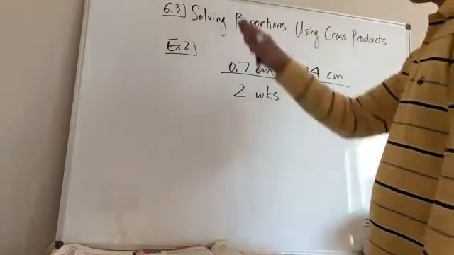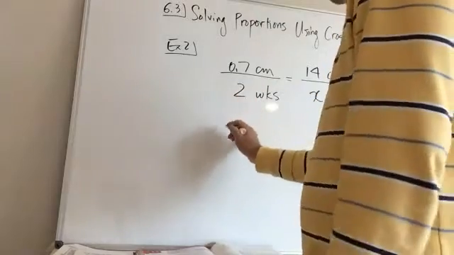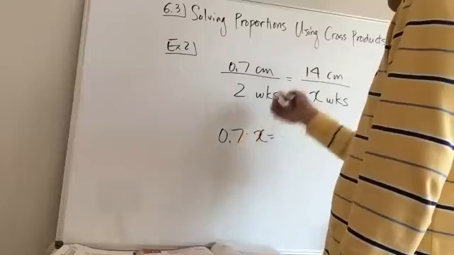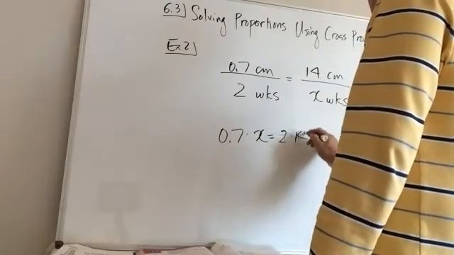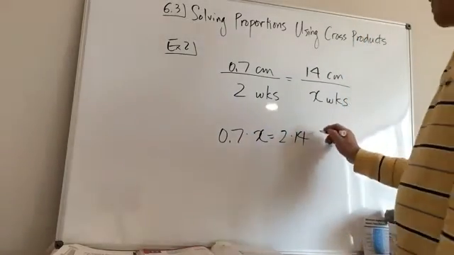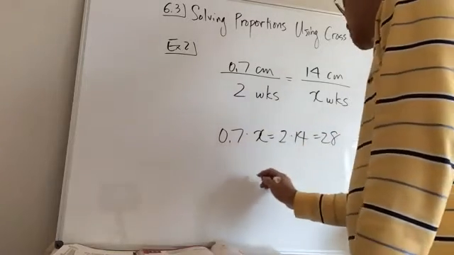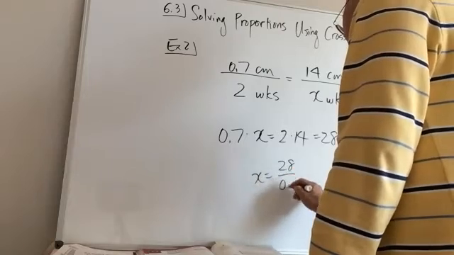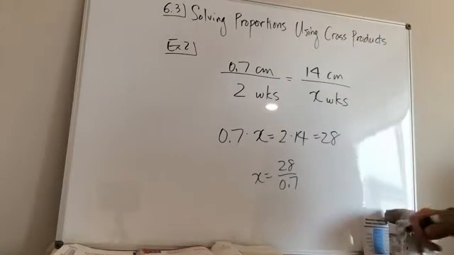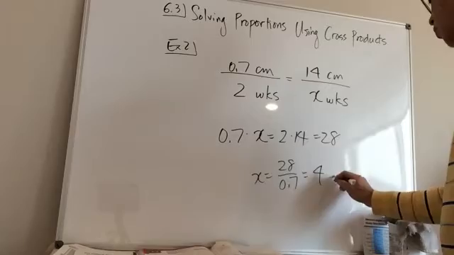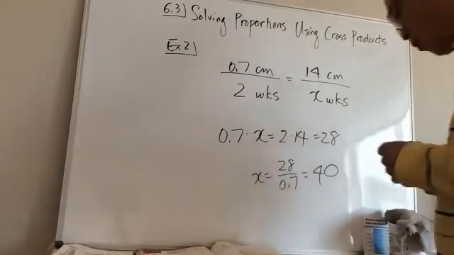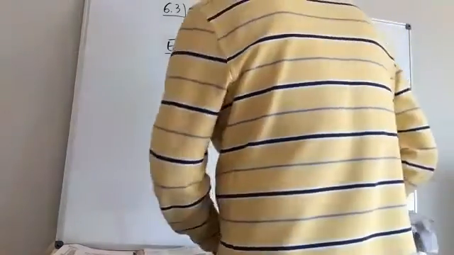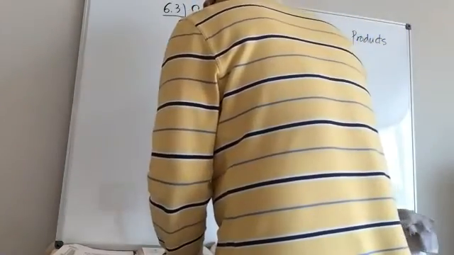And we're just going to go ahead and do the cross multiplication. So I have 0.7 times x is equal to, over here I get 2 times 14. 2 times 14 is 28. So x is going to be equal to, if I divide both sides by 0.7, 28 divided by 0.7. If I do this, I'm going to get 40. So it looks like the answer is 40 weeks. Okay, 40 weeks. All right, and oh, we're done.